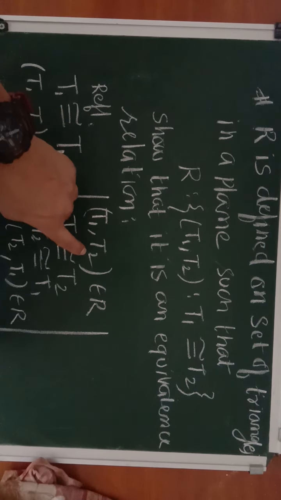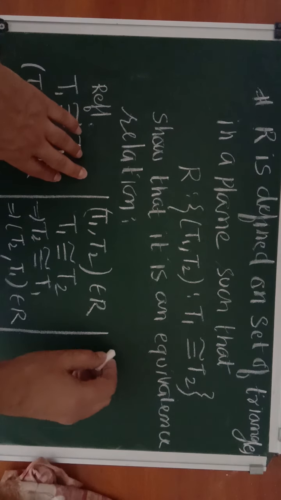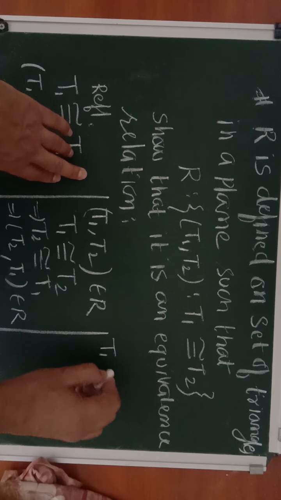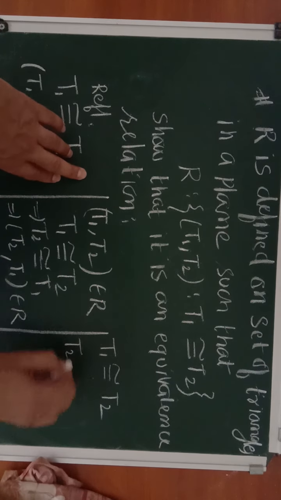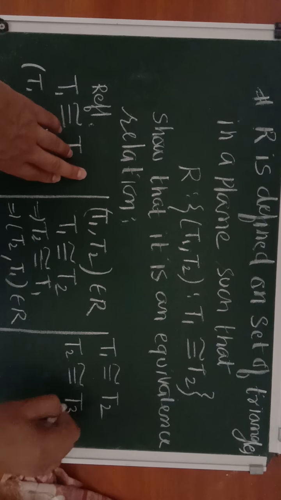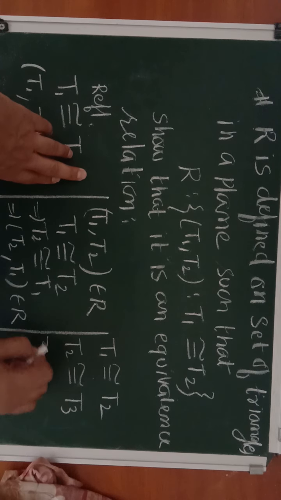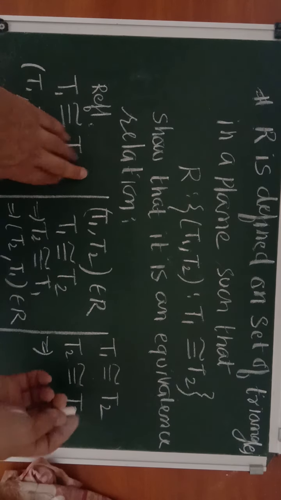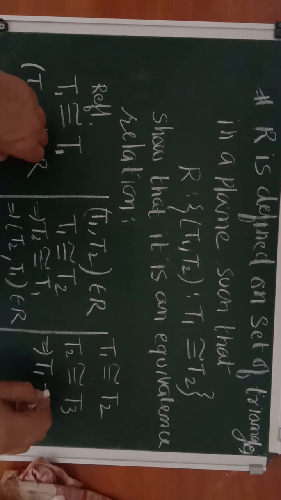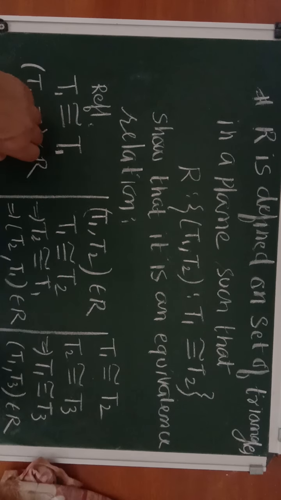So to start with (T1, T2), you are reaching up to (T2, T1). So definitely it is symmetric. In the third case, if T1 is congruent to T2 and T2 is congruent to T3, that means (T1, T2) and (T2, T3). It is so obvious to say that if T1 and T2 are congruent, and T2 itself is congruent to T3, all three are equal. So definitely T1 is also congruent to T3, and you say (T1, T3) also belongs to capital R.